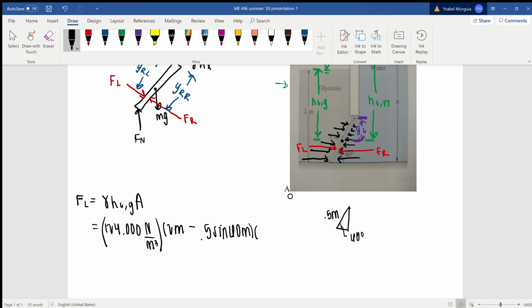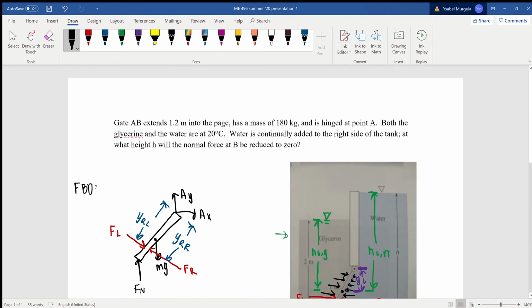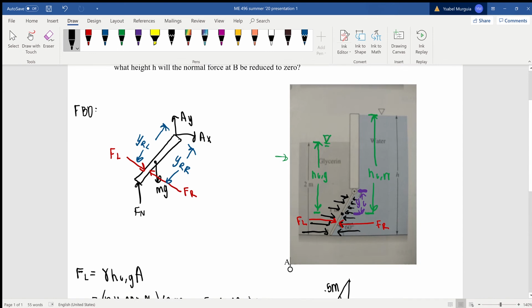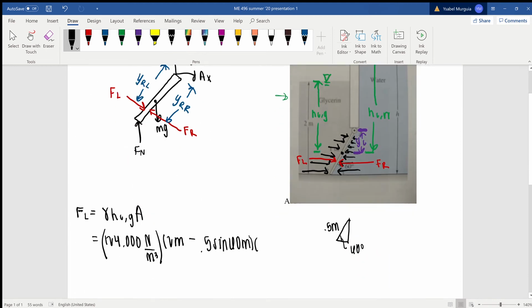Okay, the area of the gate. They did give us that the gate AB extends 1.2 meters into the page, and then we have this diagonal length of 1 meter. So it's going to be 1.2 meters by 1 meter.